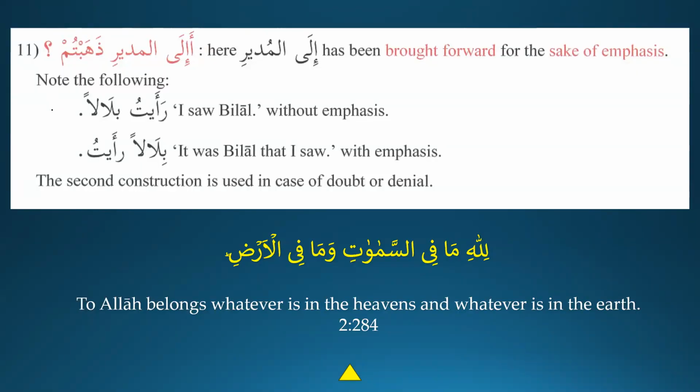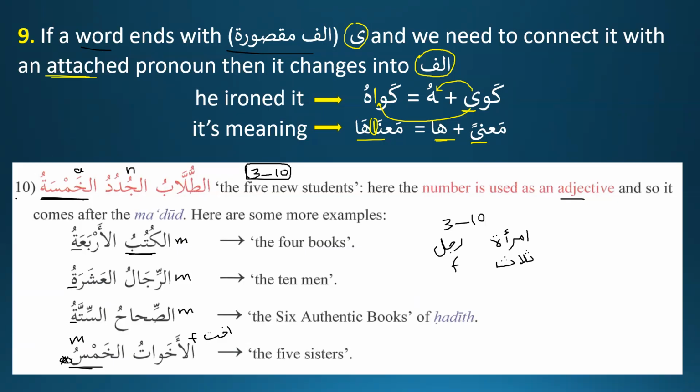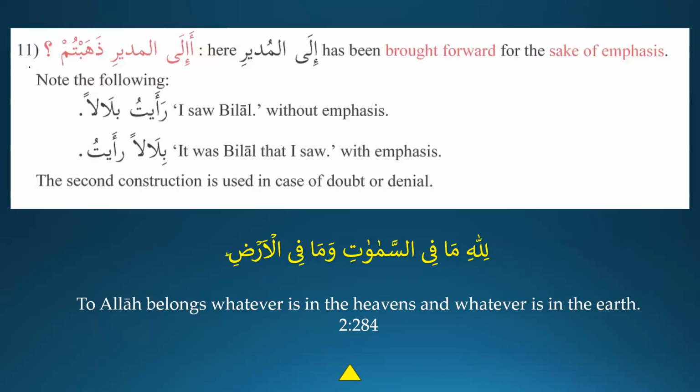Then we have number 11 over here. إلى المدير ذهبتم. Did you go to the director? So this is our number 10 point, and here we have number 11. إلى المدير ذهبتم. This is a very, very common usloob or expression in the Arabic language, and especially in the Quran, that the jar majroor comes before the verb, or it comes before the noun. And the reason why it is brought, as we can see here, إلى المدير ذهبتم, here إلى المدير has been brought forward for the sake of emphasis.